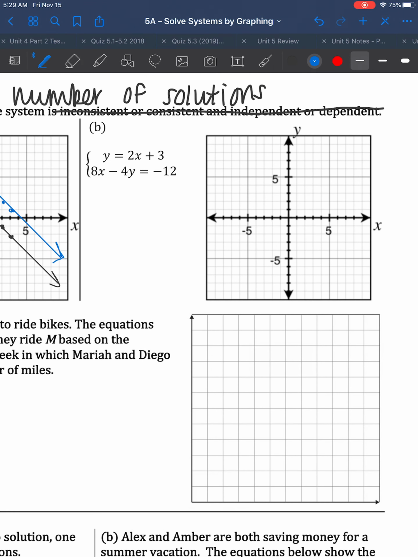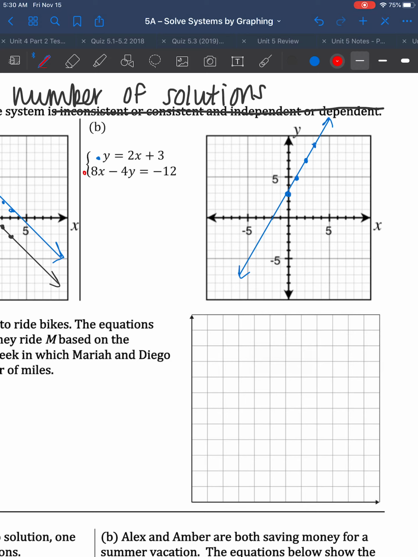Now for b, the first equation's already solved for y, so I'm going to graph that one. We go up to 3 on the y-axis, and then a slope of 2. There's my line.